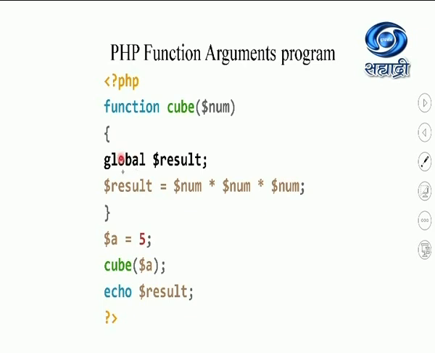Here I have used the word global for the result variable. Because of that, this result is accessible outside the function also. So this result I have given a value of number multiplied 3 times, like this. That's why it will calculate the cube, and it will print the cube in the echo statement here.